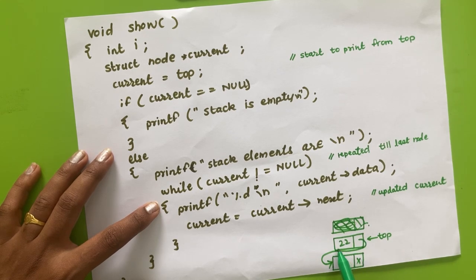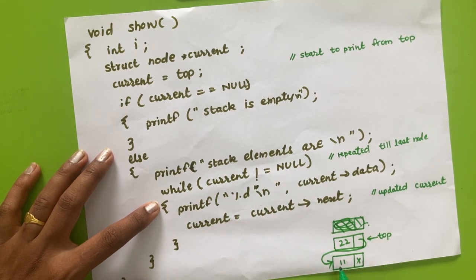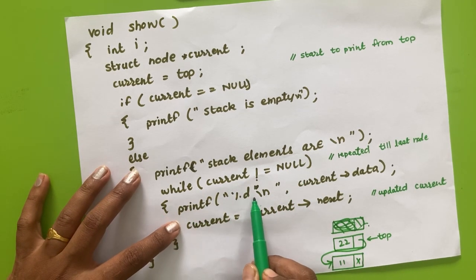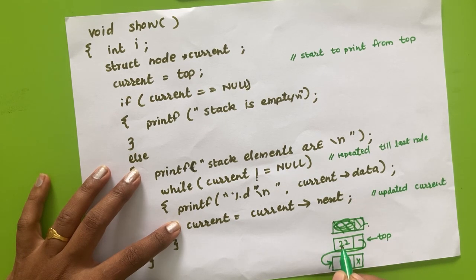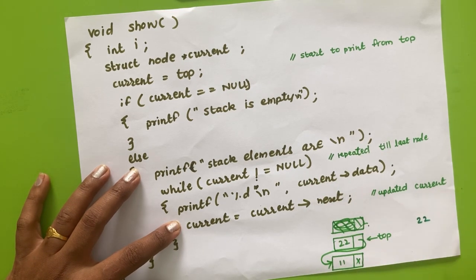It is starting from top: while current is not equal to null, that is, while current does not point to null, we have to repeat this procedure. So while current not equal to null, printf %d current->data. Now my current is this top node, so it will print current->data. So it will print 22 first.